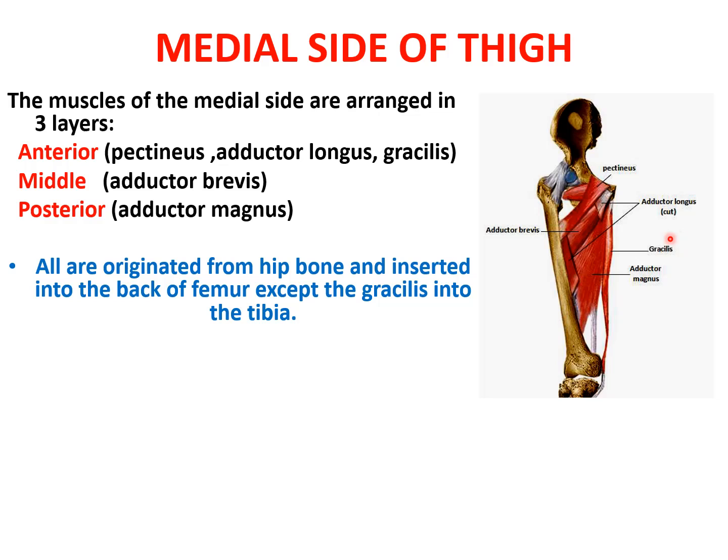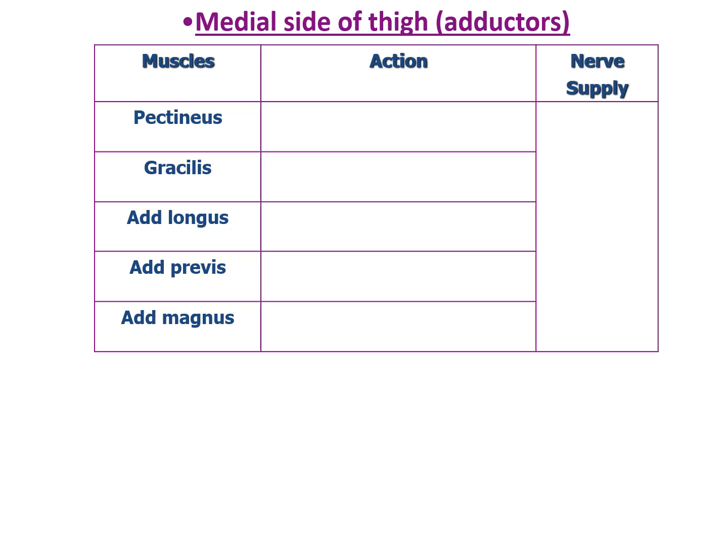Gracilis is attached to the medial surface of the upper part of the tibia, as we said before, together with sartorius and semitendinosus, which is called SGS: sartorius, gracilis and semitendinosus. So we have here the five muscles in the medial side of the thigh. They are called the adductors, which are pectineus, gracilis, and the three adductors, which are longus, brevis, and magnus.